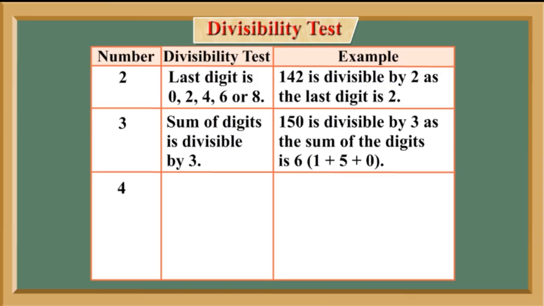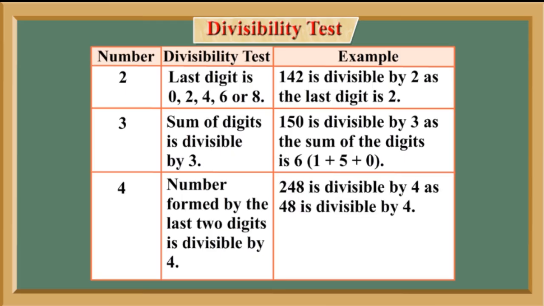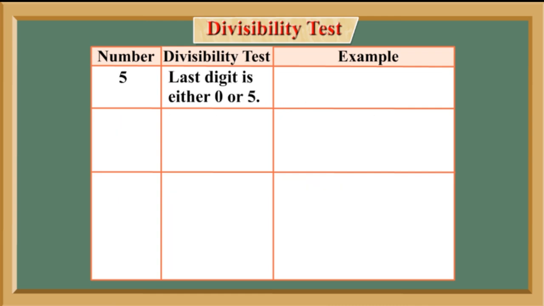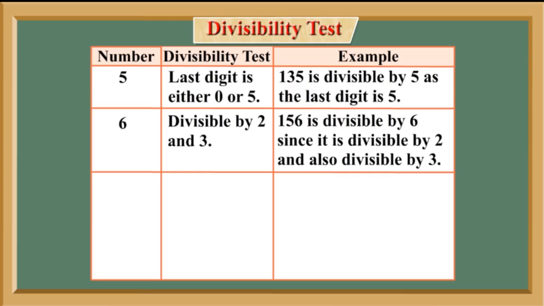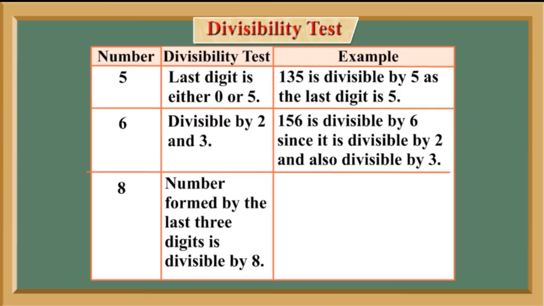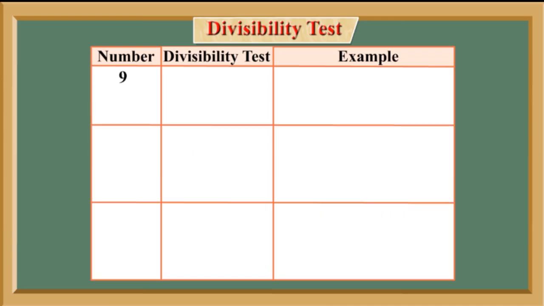For 4, the number formed by the last two digits is divisible by 4. 248 is divisible by 4 as 48 is divisible by 4. For 5, the last digit is either 0 or 5. 135 is divisible by 5 as the last digit is 5. For 6, the number is divisible by 2 and 3. 156 is divisible by 6 since it is divisible by 2 and also divisible by 3. For 8, the number formed by the last three digits is divisible by 8. 4120 is divisible by 8 as 120 is divisible by 8.